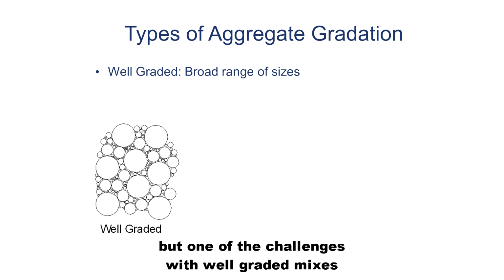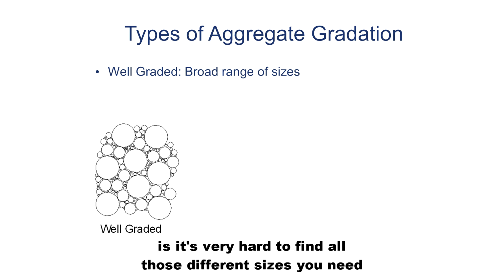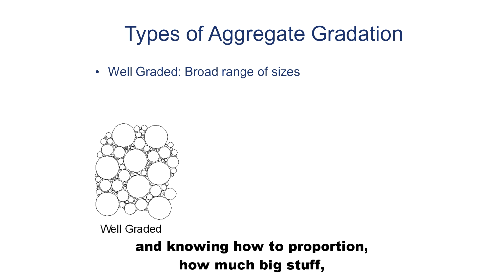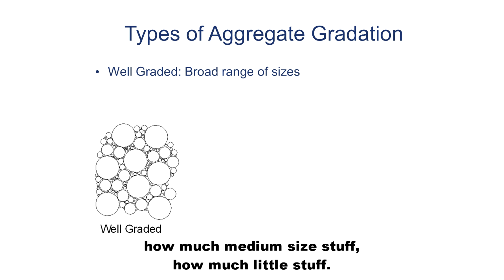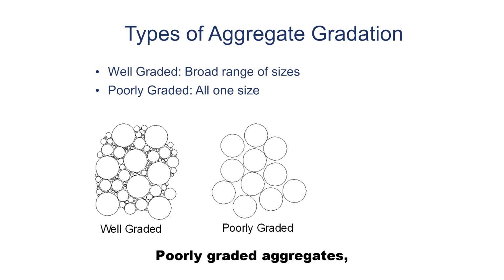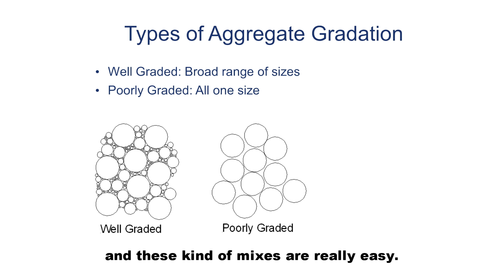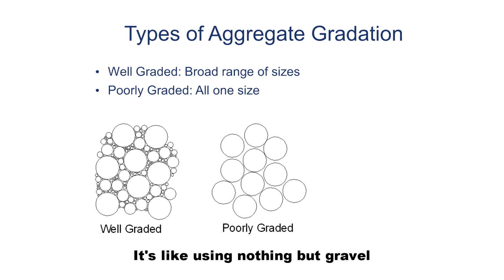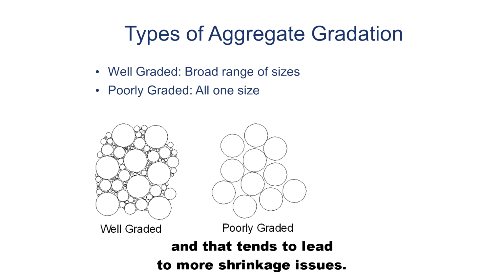But one of the challenges with well-graded mixes is it's very hard to find all those different sizes you need and knowing how to proportion how much big stuff, how much medium-sized stuff, how much little stuff. It's kind of a science in and of itself. Poorly graded aggregates, you can think of those as the ball bearings. They're all the same size. And these kind of mixes are really easy. It's like using nothing but gravel or nothing but one size sand. They tend to need a lot of cement paste to fill all those voids in between the particles, which are empty, and that tends to lead to more shrinkage issues.